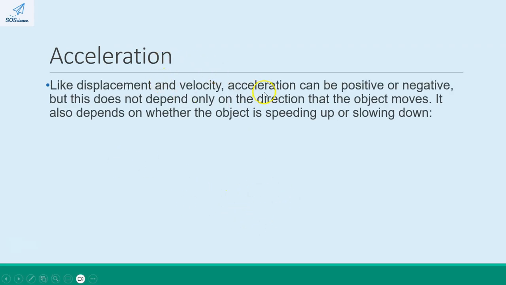Like displacement and velocity, acceleration can be positive or negative. However, there's some added layer of complexity here. When it comes to displacement and velocity, a positive answer means that the displacement or the velocity is in the positive direction, and a negative answer means that the displacement or the velocity is in the negative direction. Now, it's not as clear-cut with acceleration. In the case of acceleration, a positive or a negative answer depends not just on the direction in which the object is moving, it also depends on whether the object is speeding up or slowing down.